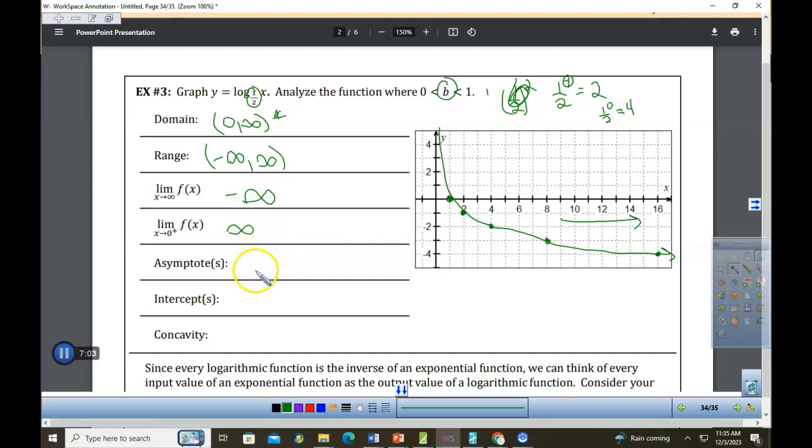My asymptote is, again, still x equals 0. That's not going to change. I have a vertical asymptote. All that's really changing is going to be my end behavior and my concavity. So my intercept is still at (1, 0), and that's a good old-fashioned x-intercept, no y-intercept, of course. Concavity of this one is up, right? It's up, not down.